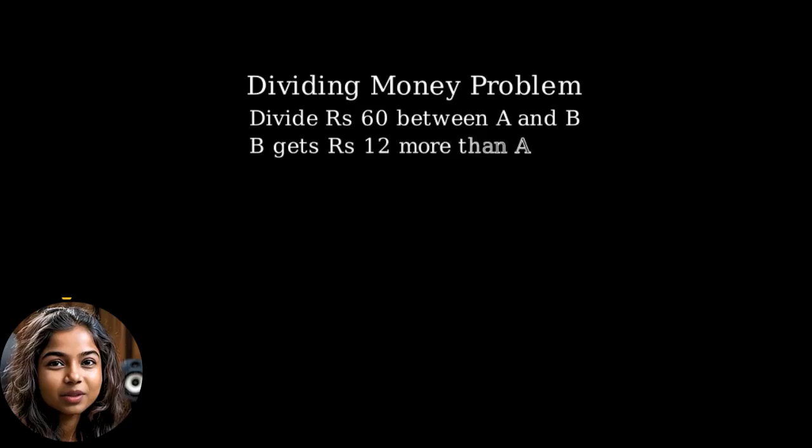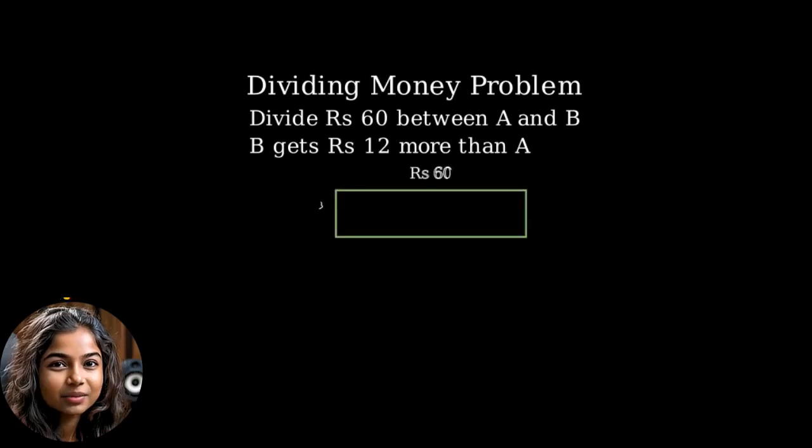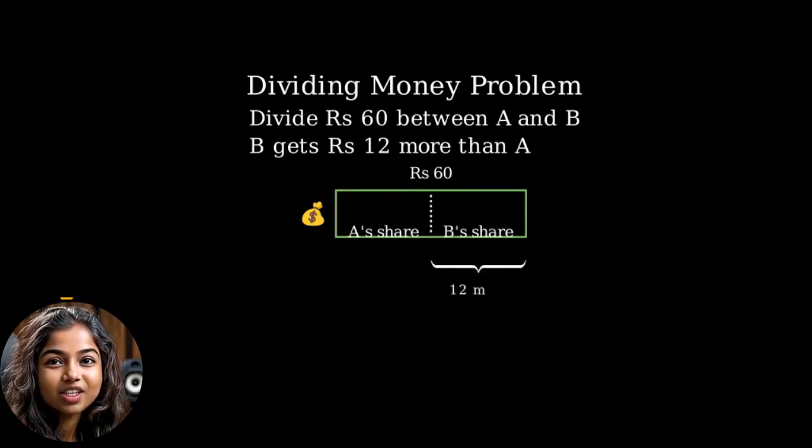Let's solve a problem about dividing money between two people. We need to divide 60 rupees between A and B, where B gets 12 rupees more than A. Let's visualize this with a diagram. Here's our total amount of 60 rupees. We need to divide it into two parts, A's share and B's share. And remember, B's share needs to be 12 rupees more than A's share.